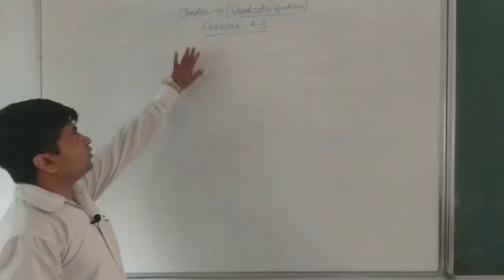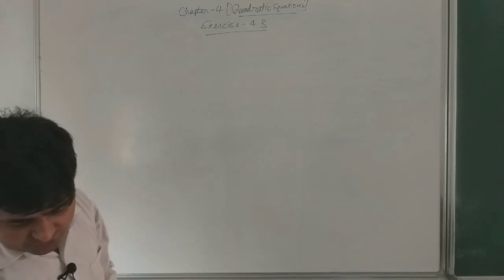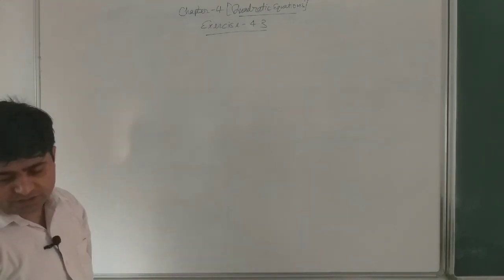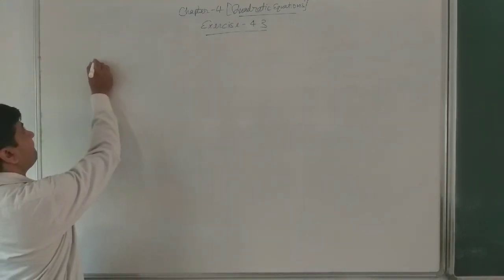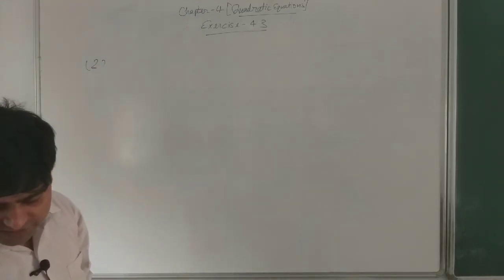Now we start exercise 4.3, chapter 4, that is quadratic equation. Now we should start question 2 because the first question is removed from your syllabus. So the second question is question number 2. Here, find the roots of the quadratic equations given in question 1.